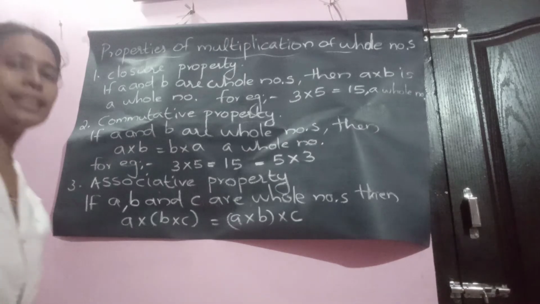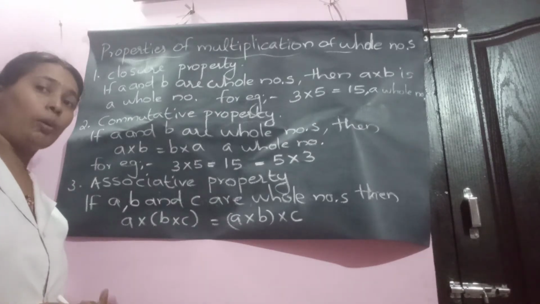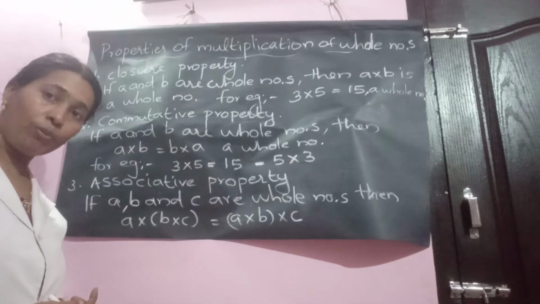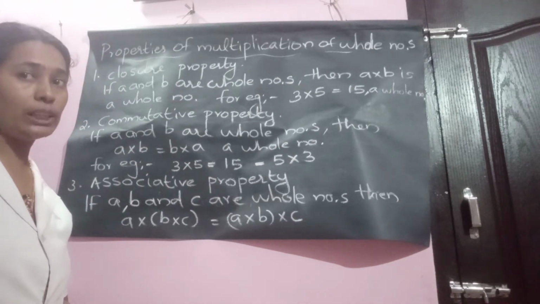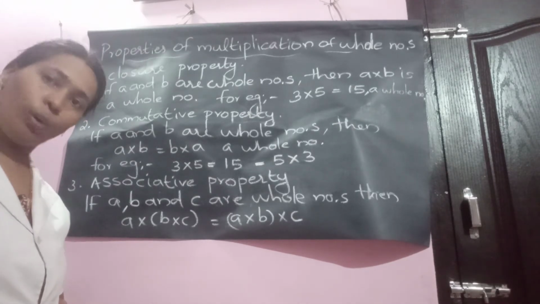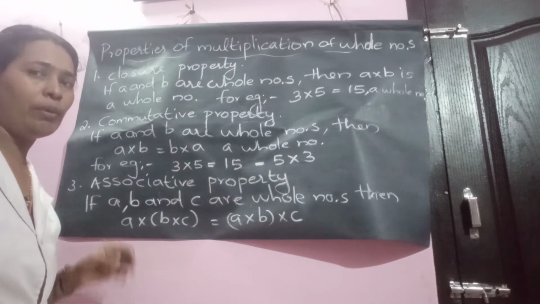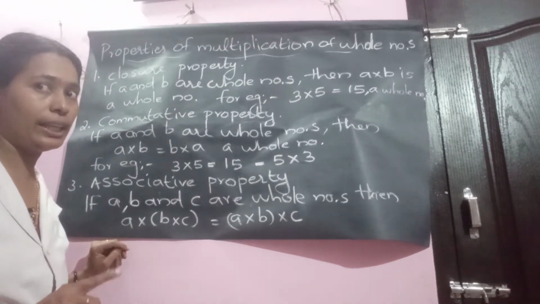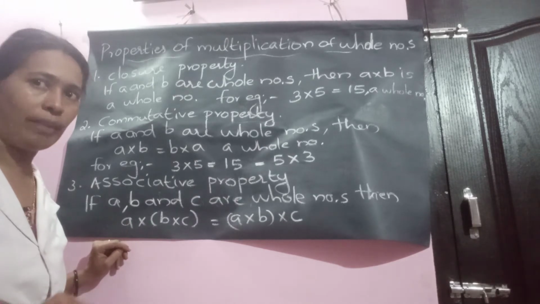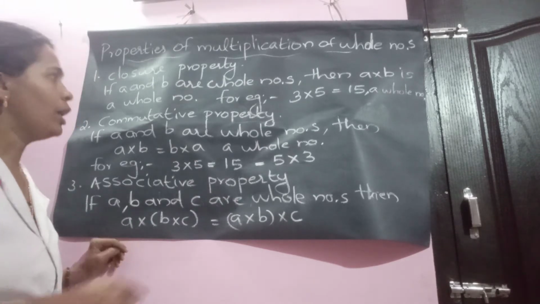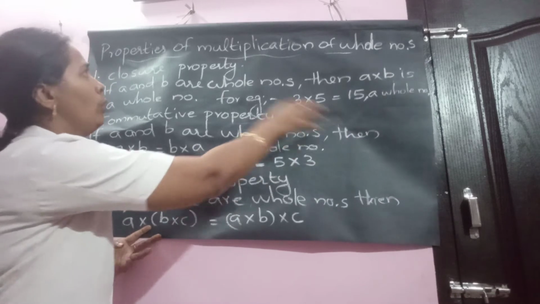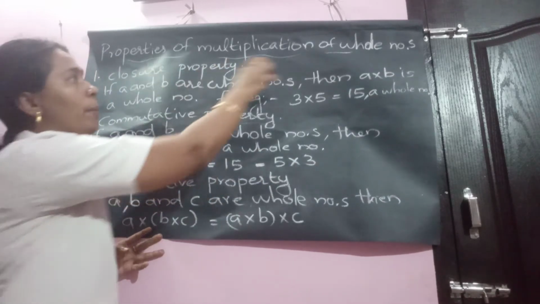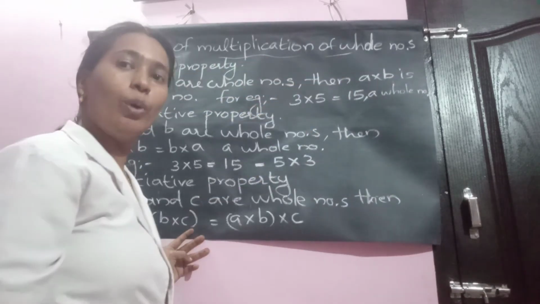Hi. Last class we studied the properties of addition of whole numbers and the properties of subtraction of whole numbers, isn't it? And we have done checkpoint questions from it till question 17. Question number 17 we answered in the last class, isn't it? Today we are moving to the properties of multiplication of whole numbers.